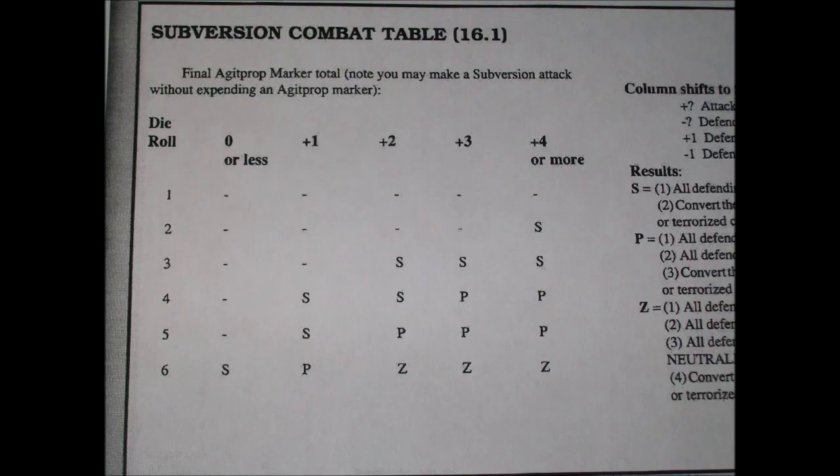But if I get a 6, it's an S result, which means the defending unreliable Afghan units are neutralized. So if I rolled a 6, this Afghan green unit would be turned sideways and basically not able to function for the rest of the turn. Also, the target hex would be converted to the attacker's side. So I would basically be putting a communist control marker in this hex, and now the town is no longer controlled by the resistance. That would be the effect of this type of combat.